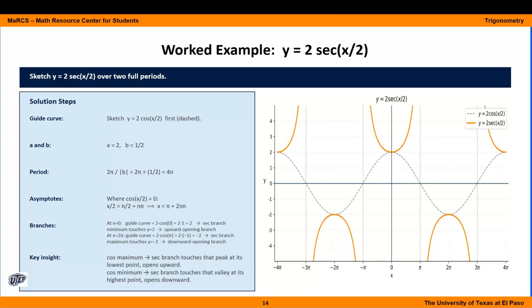Let's try another example. Here, y is equal to 2 cosecant of x over 2. The period is now 4 pi. So the graph is stretched horizontally. We find where cosine equals 0 to locate asymptotes. At maximum points of cosine, secant has minimum values. And at minimum points of cosine, secant has maximum values. The graph forms branches that open away from the x-axis.